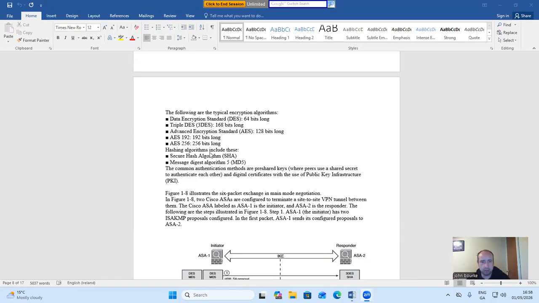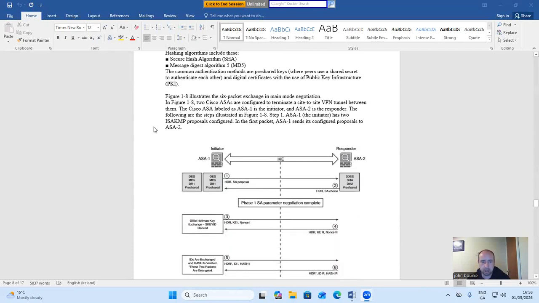Hashing algorithms include these: Secure Hash Algorithm (SHA) and Message Digest Algorithm 5 (MD5). The common authentication methods are pre-shared keys, where peers use a shared secret to authenticate each other, and digital signatures with the use of public key infrastructure (PKI).